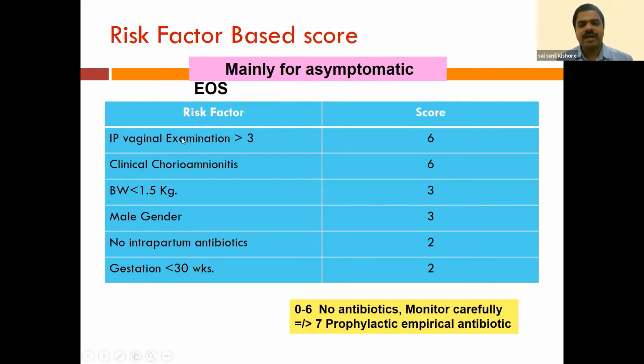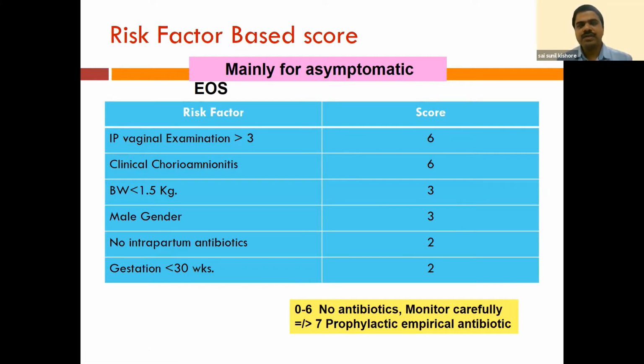So if the mother undergoes intrapartum vaginal examination more than 3 times, then it is given a score of 6. Clinical chorioamnionitis, again 6. Birth weight less than 1.5 kg, some score. The purpose of this score is that whatever the factors are there, you give a final score. If the score is 0 to 6, then we need not start antibiotics and we can monitor and observe the baby carefully. If it is more than or equal to 7, we have to start empirical antibiotics. So that is the idea.